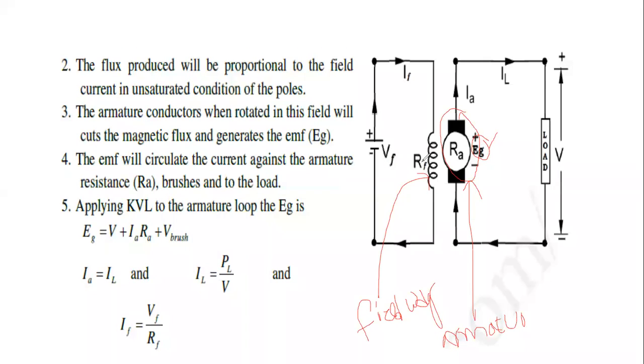Understand? The armature conductor is cut by the flux lines.